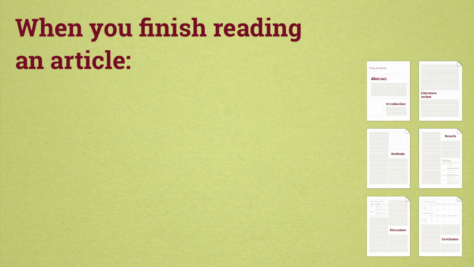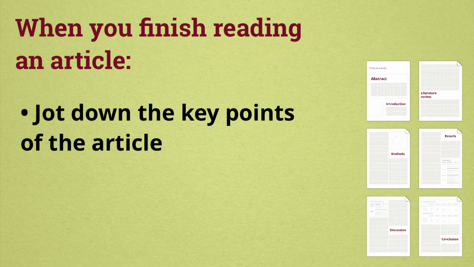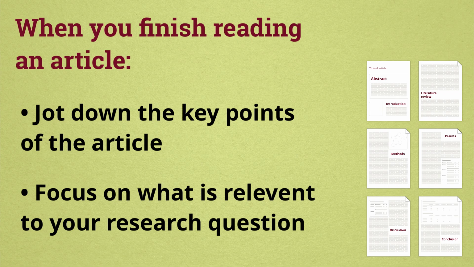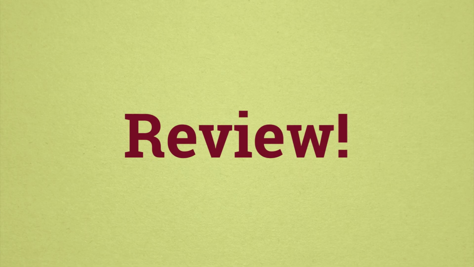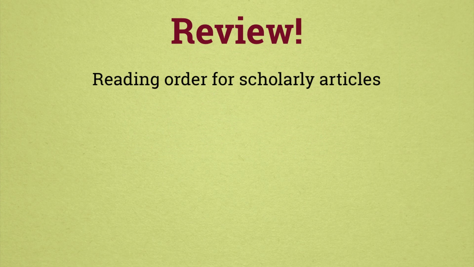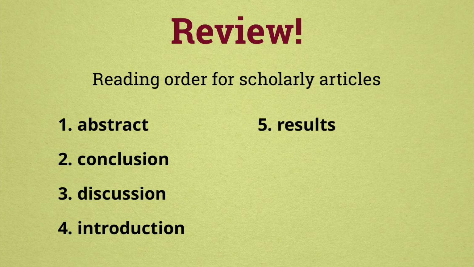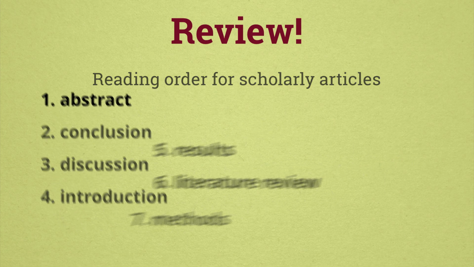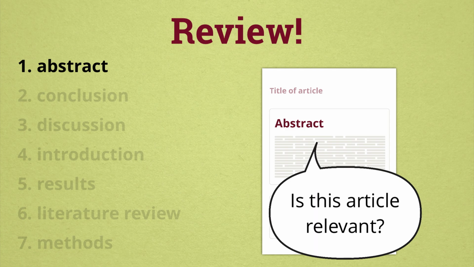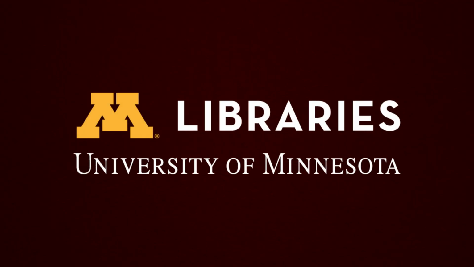When you are finished reading an article, jot down the key points of the article that are relevant to your research question. You don't need to grab every key point the article makes, just the ones that are the most relevant. To review, read scholarly articles in the following order: abstract, conclusion, discussion, introduction, results, literature review, and methods. Look for the author's main points and determine if it's worthwhile to keep reading after each section. Well done! You are on your way to becoming a more effective and efficient researcher.